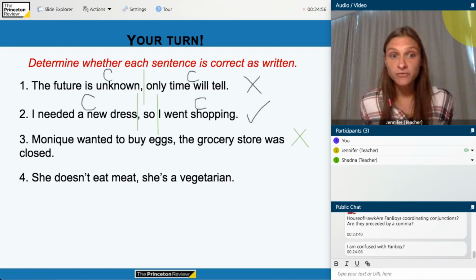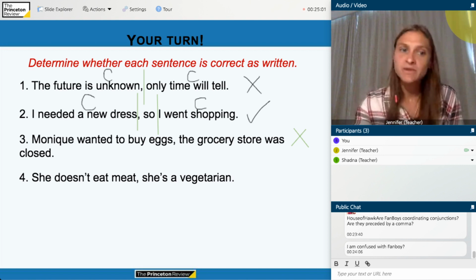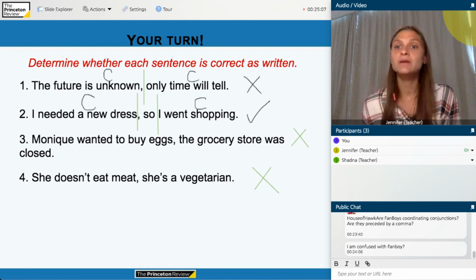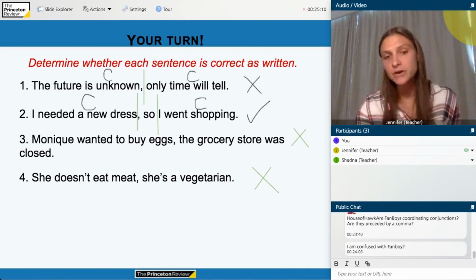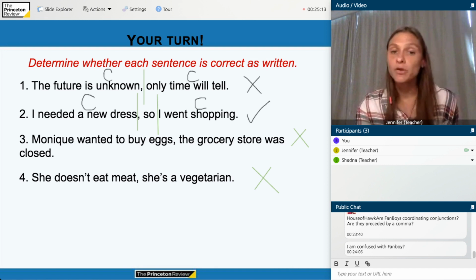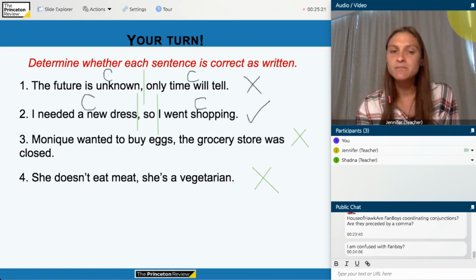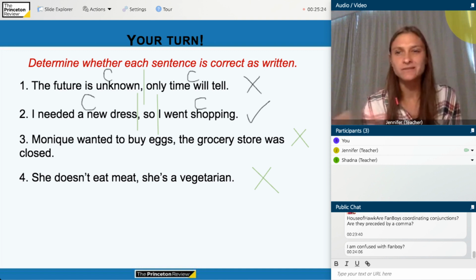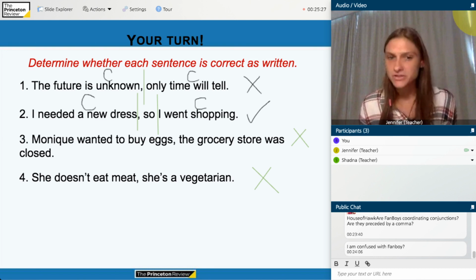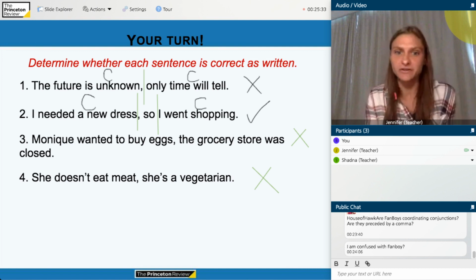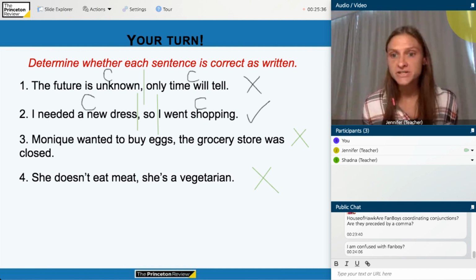So back to number 4, she doesn't eat meat, she's a vegetarian. Those are both complete sentences, which means this is not okay as it is, right? Because we need something to separate them. It could be period, it could be a colon, it could be a dash. If we want to emphasize, the dash is more for emphasis and it's a little bit more informal than the colon is. She doesn't eat meat, comma, and she's vegetarian isn't really the right situation there because it's because she's vegetarian, she doesn't eat meat. That could work. She doesn't eat meat because she's a vegetarian. So again, thinking about the relationship between things.